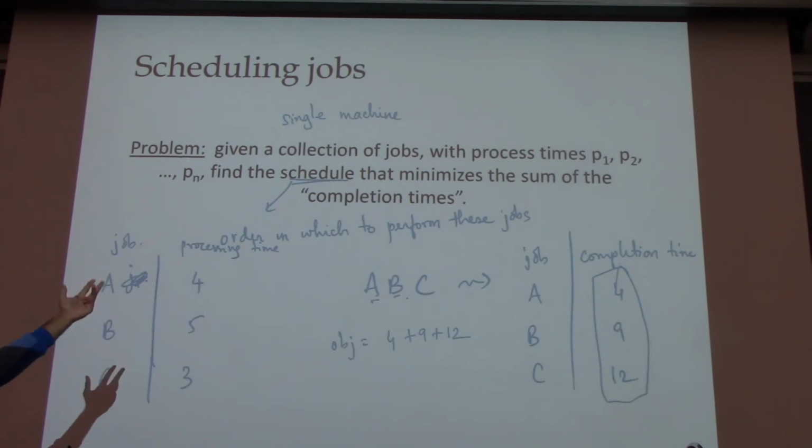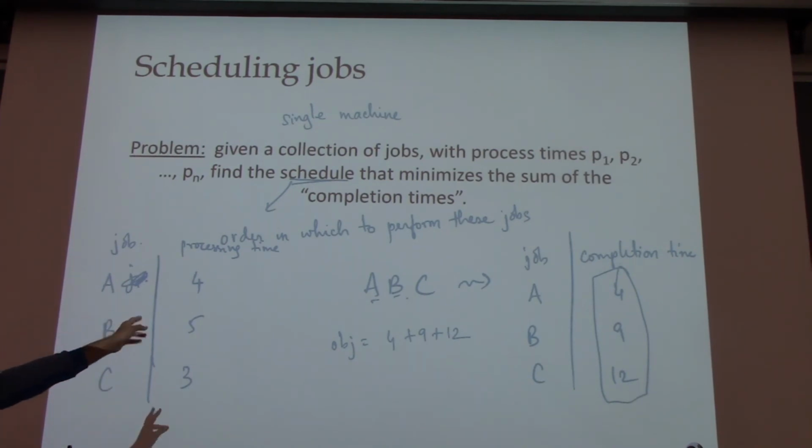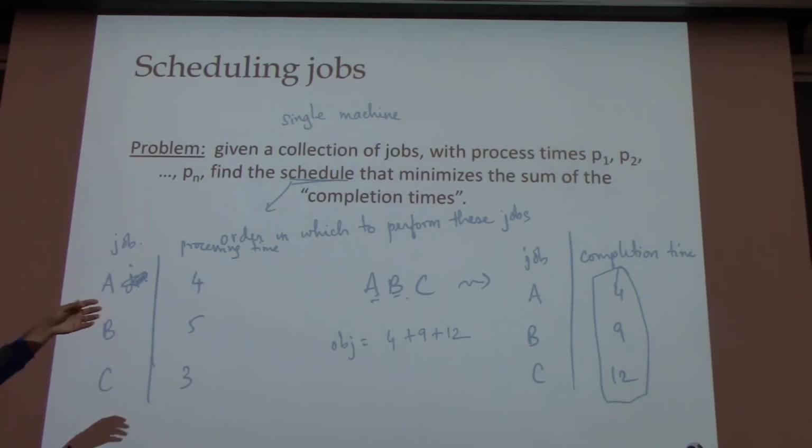So when would you want to solve a problem like this? Suppose you have a bunch of clients, and for every person you have to pay some penalty based on when you actually finish their job. Your goal is to minimize the total amount of payoff you make to all the people put together. So then you might want to do things like this. That's one situation where this particular problem arises.